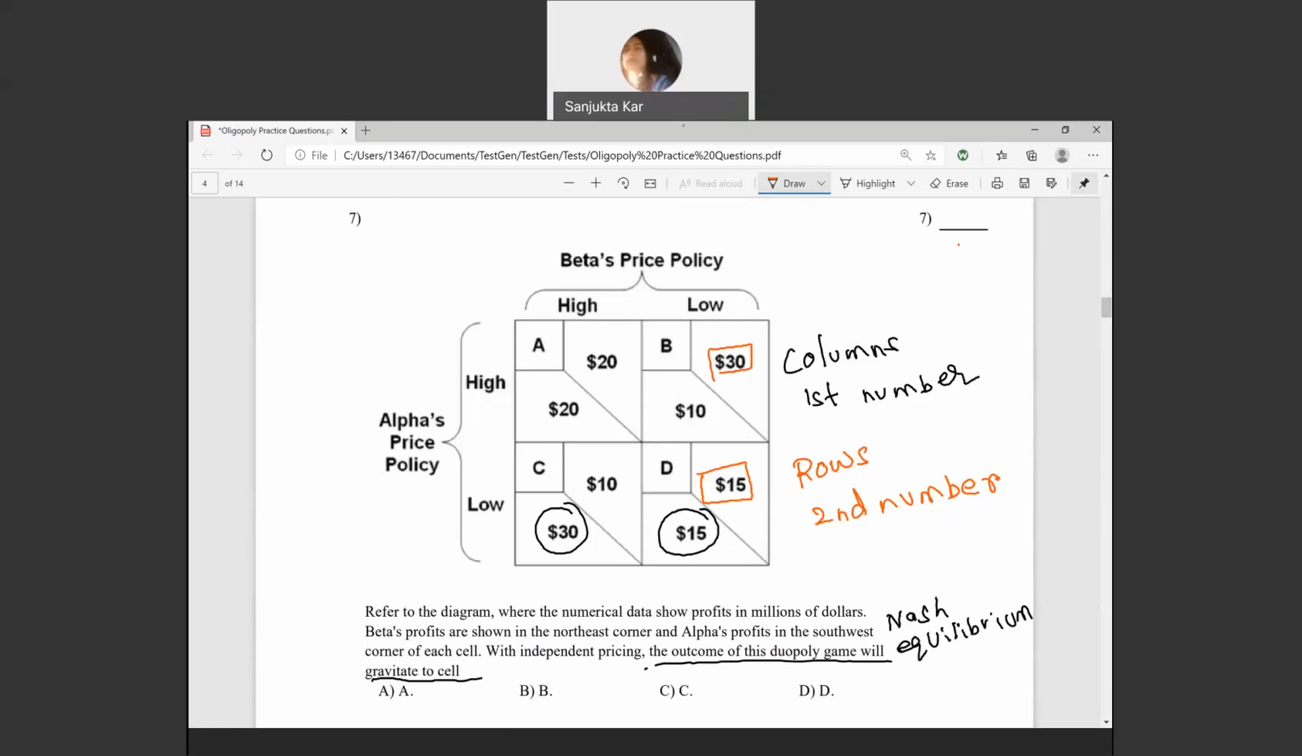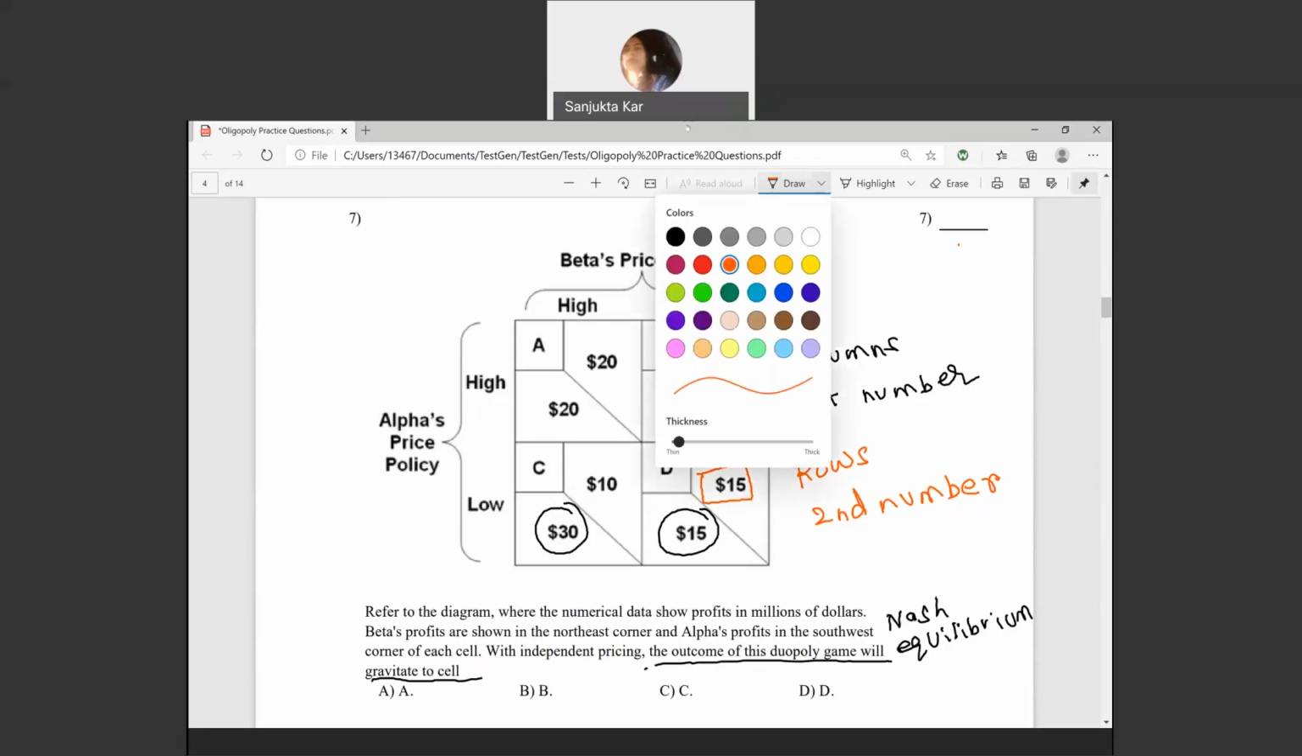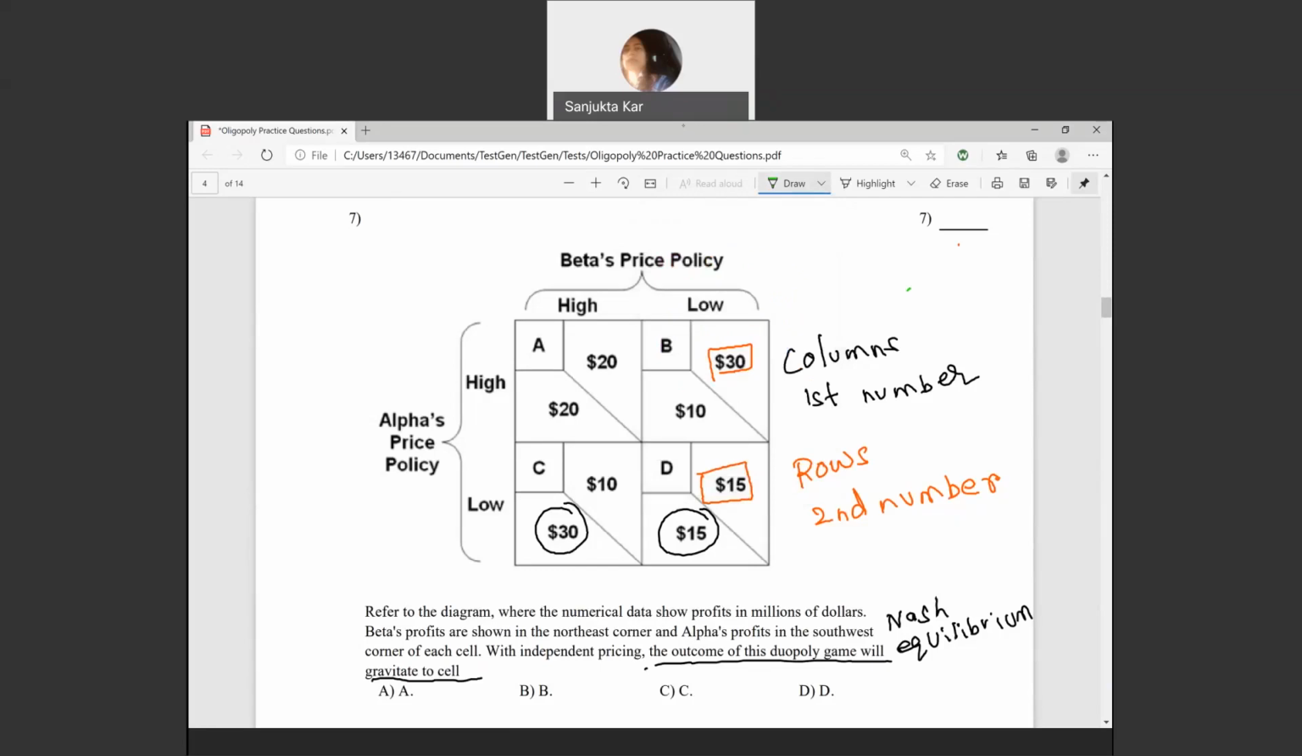So what is my Nash equilibrium here? The Nash equilibrium is where I have two circles, or in which of the boxes I have one circle and a square. So this is the Nash here, where given my opponent's action, I do not have a tendency to deviate. The outcome of this duopoly game will be D.